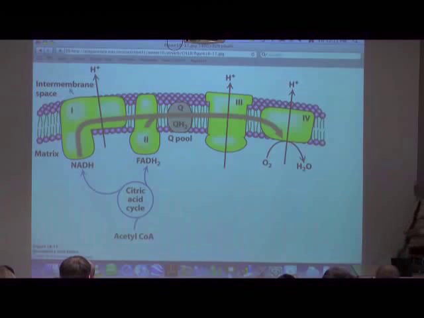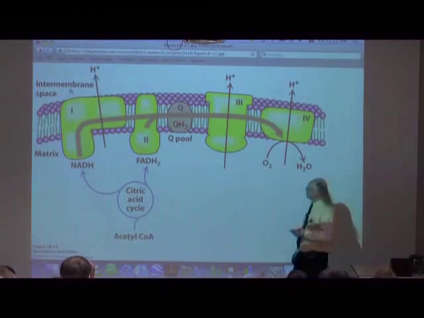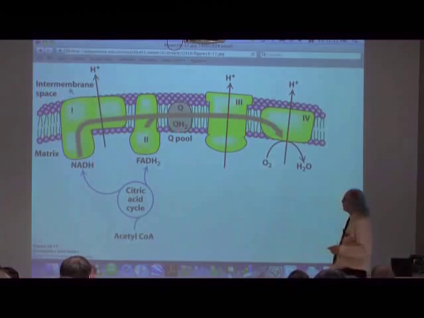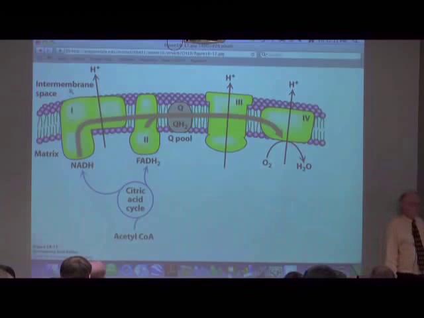Okay, I'll tell you a little piece of trivia. One piece of trivia is right here, coenzyme Q. We'll see how this works in just a minute. But coenzyme Q plays a critical role in this process.